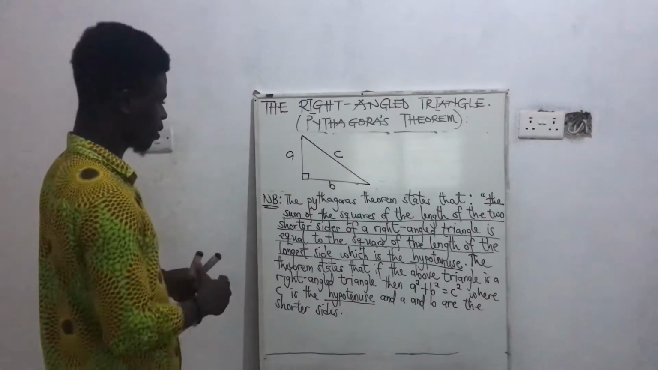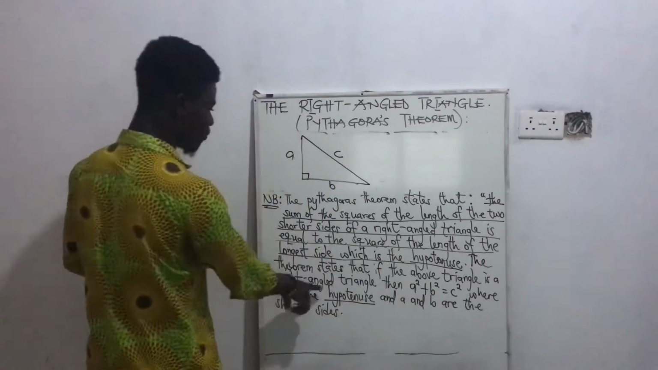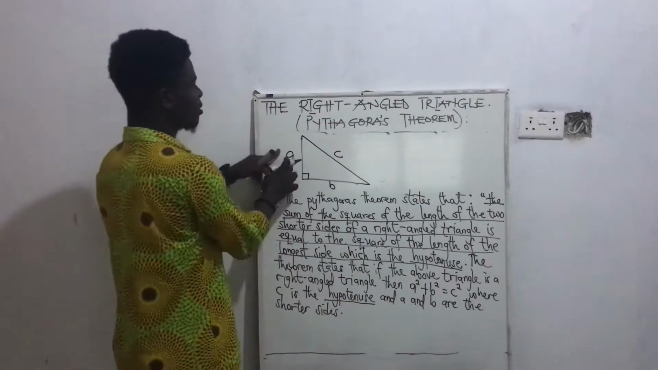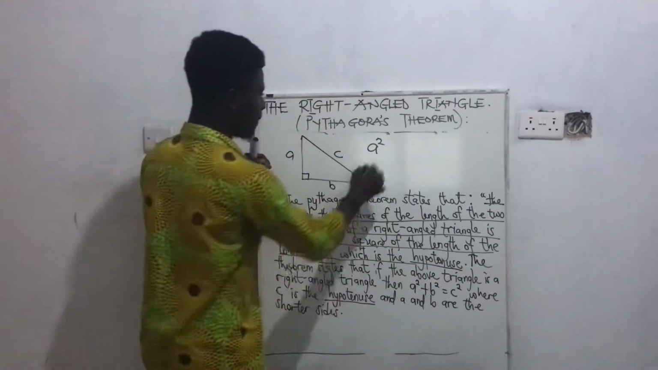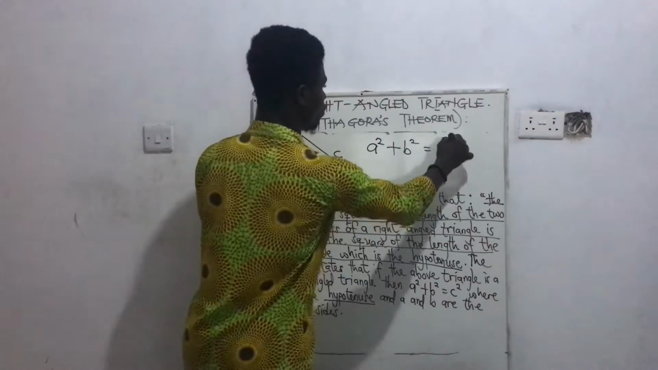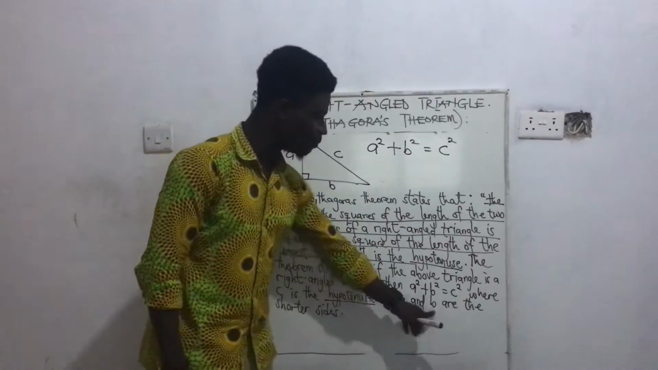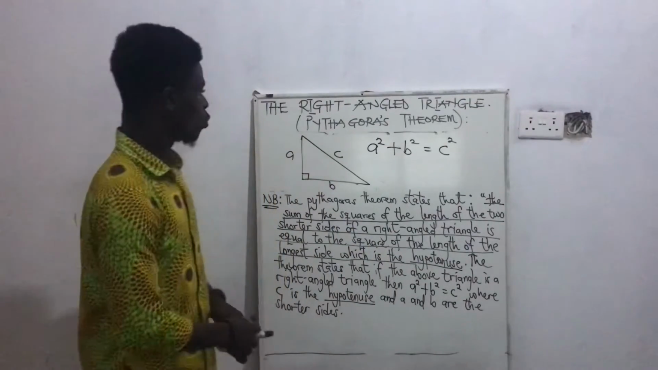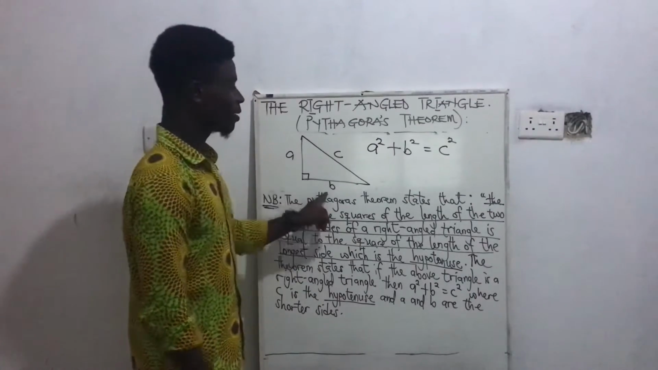So now here, the theorem states that if the above triangle is a right angle triangle, then a squared plus b squared equals c squared, where c is the hypotenuse and a and b are the shorter sides. So a and b are the two shorter sides.